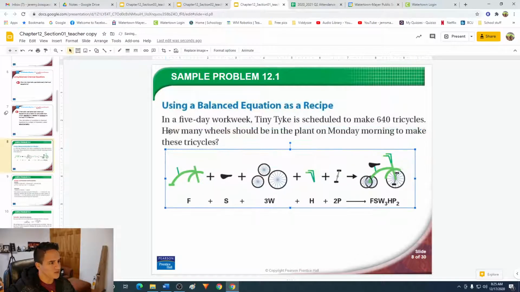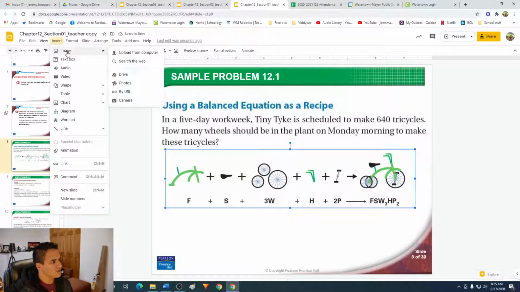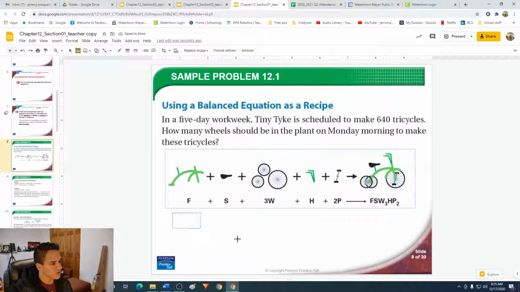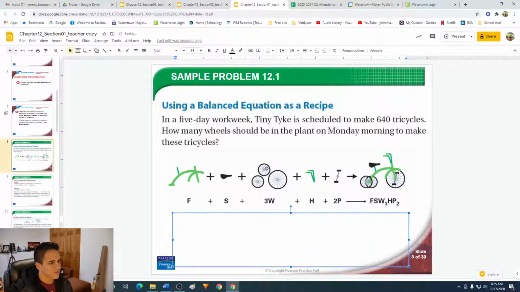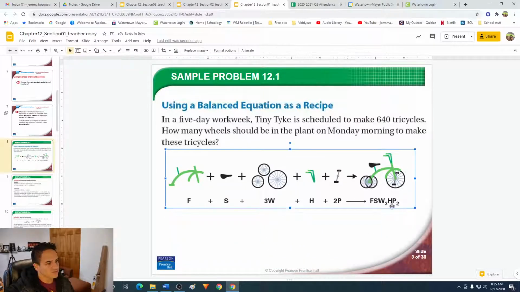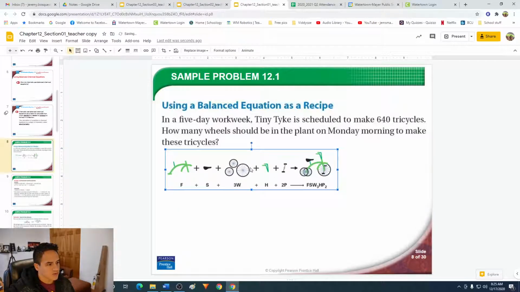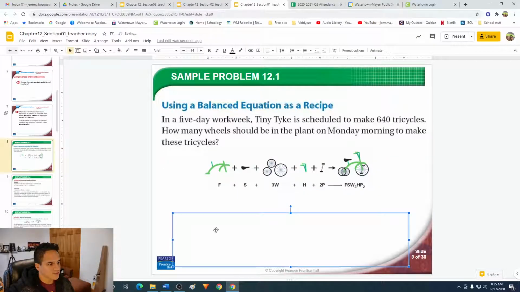Okay, so we have this here. And let's insert a text box down below so we can do some typing. All right, so let's make this a little bit smaller too, just so that again, we have some space.